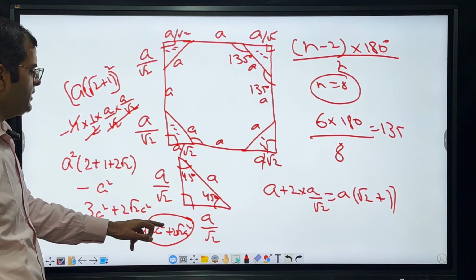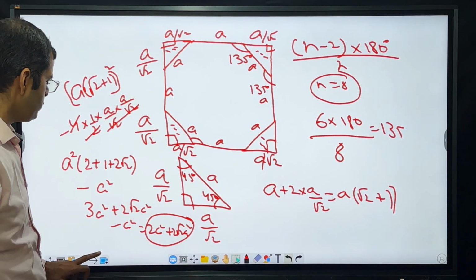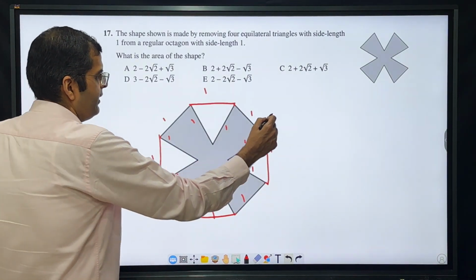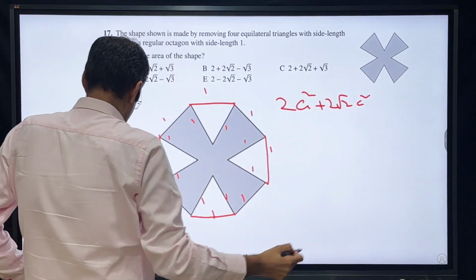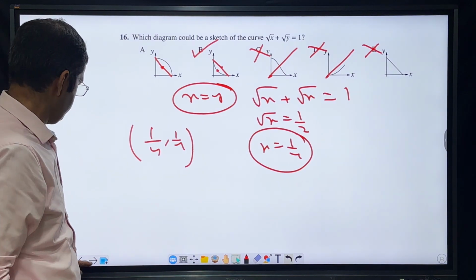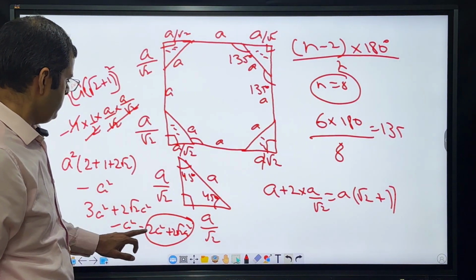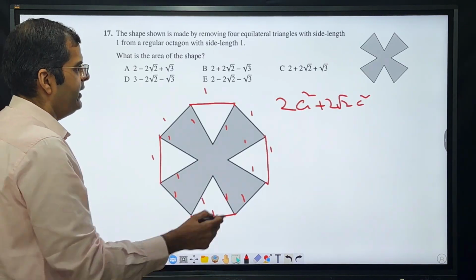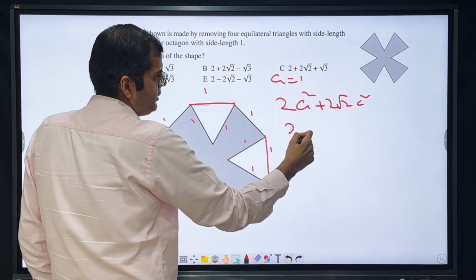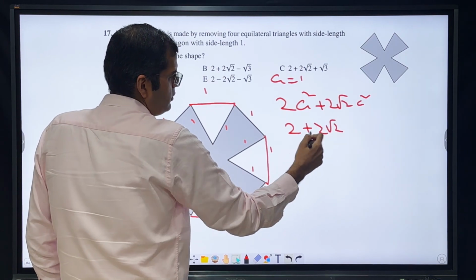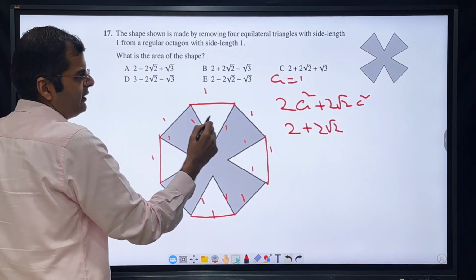That is area of octagon of side A: 2A square plus 2 root 2 A square. Coming back here, area of octagon is 2A square plus 2 root 2 A square. Here A is 1, side is 1. So area of this octagon will be 2 plus 2 root 2. That is area of octagon.